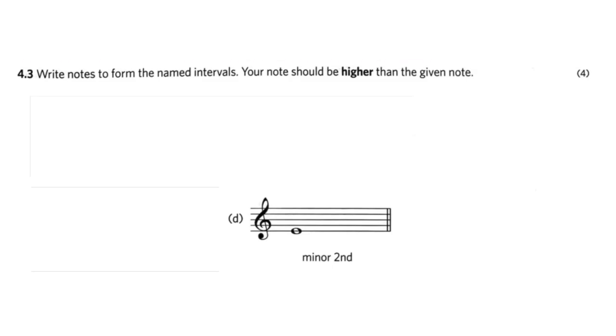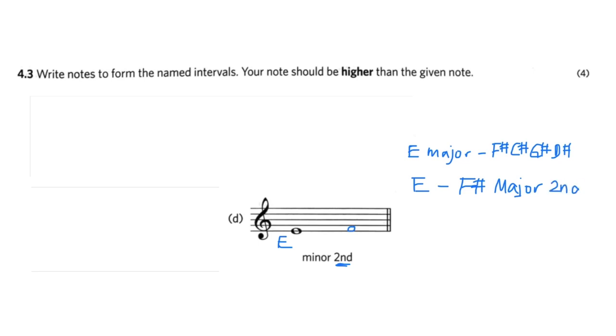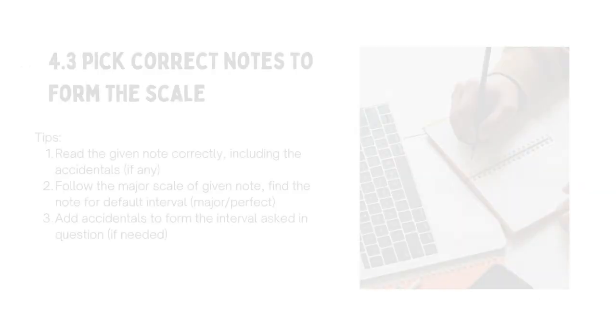In the final question, the given note here is an E. And we draw out the 2nd interval from there, that will be an F. And let's think about E major. There are 4 sharps: F, C, G, D sharp. So it means E to F sharp will be a major 2nd. And we bring it down 1 semitone smaller to form a minor 2nd, it will be an F. So that is the correct answer.